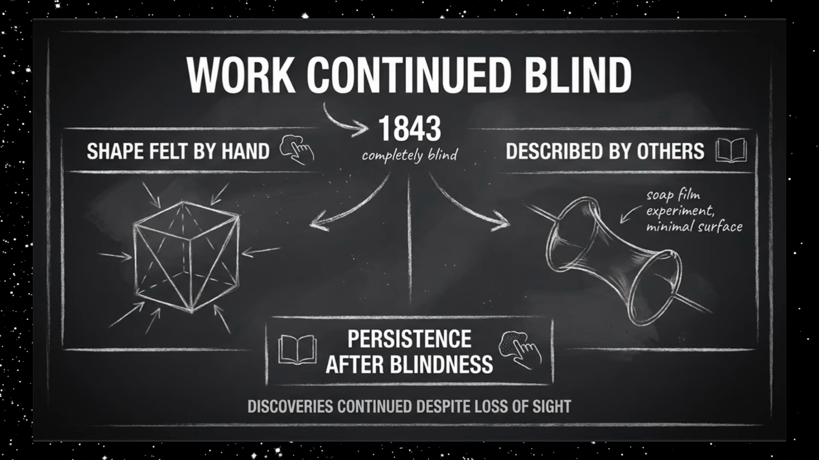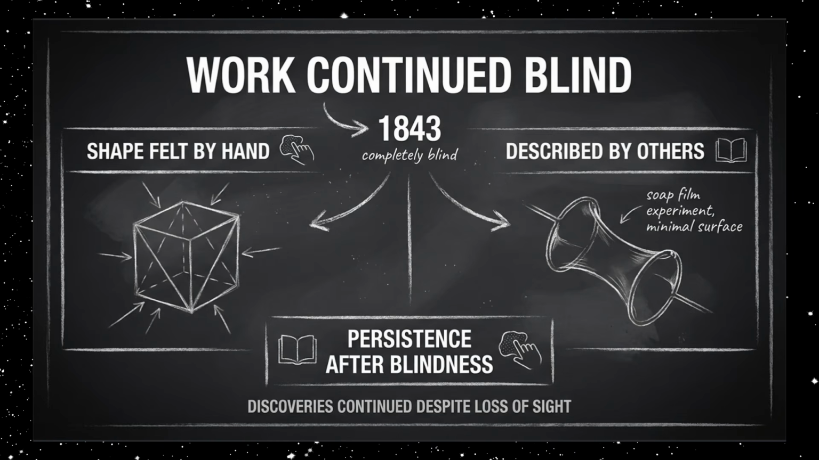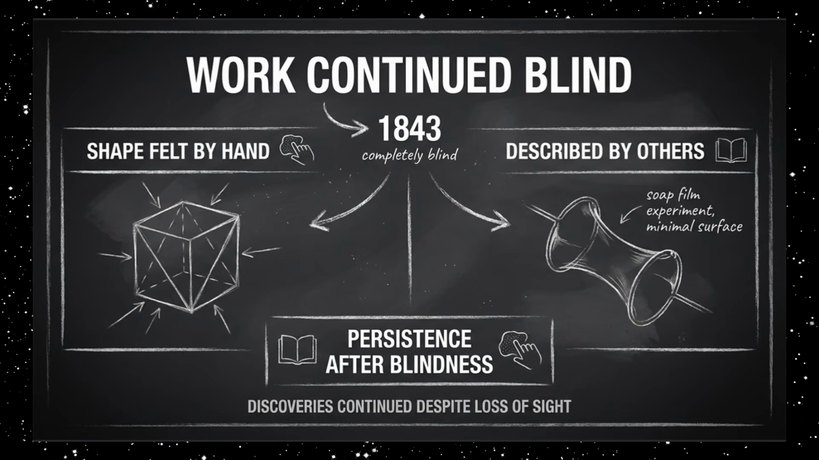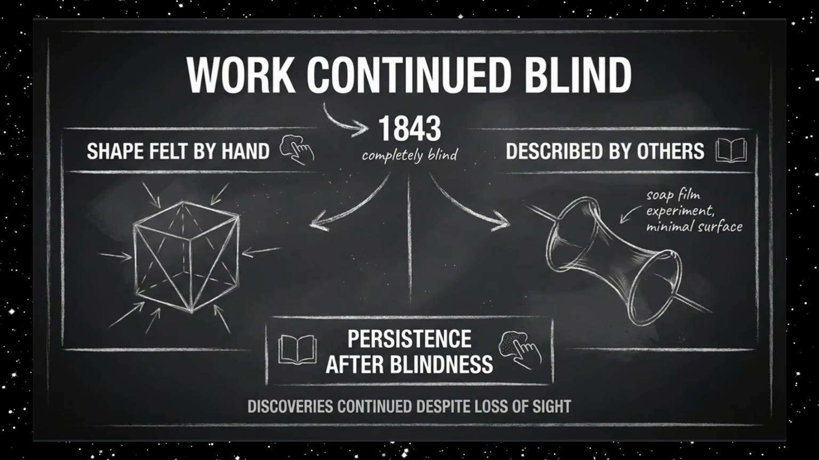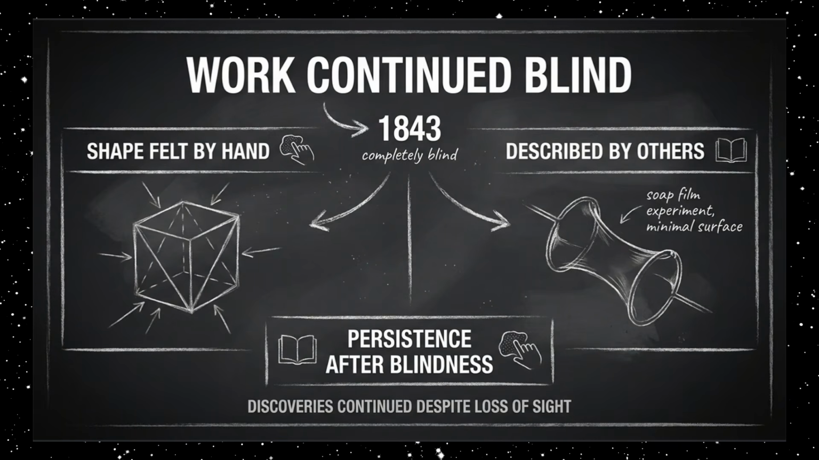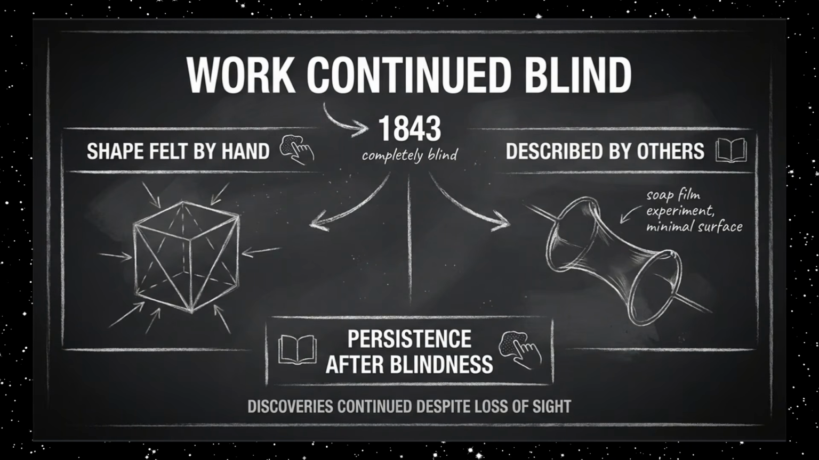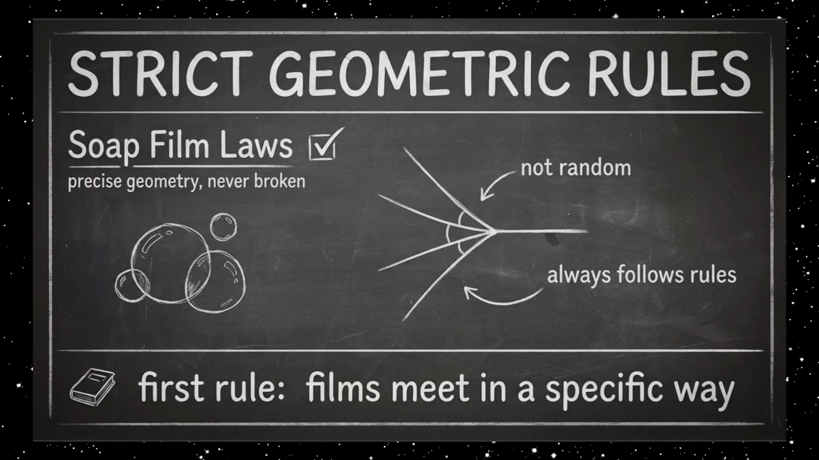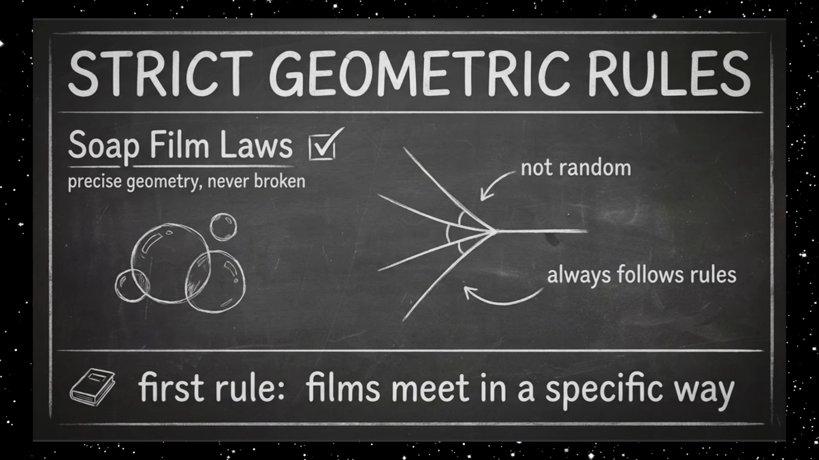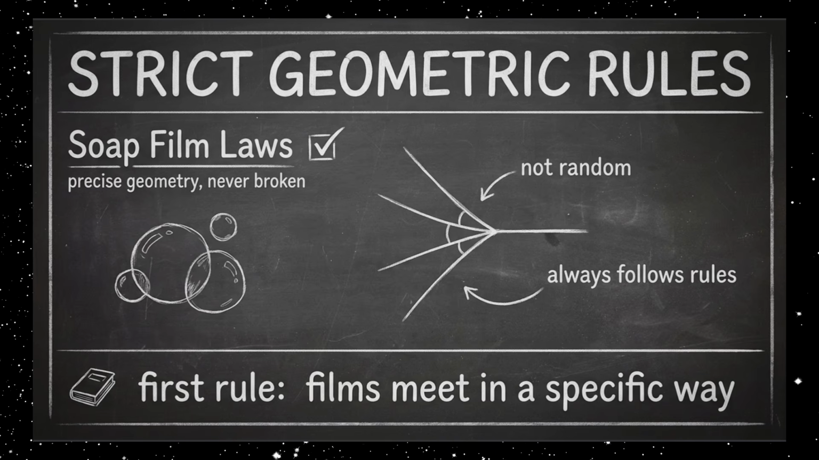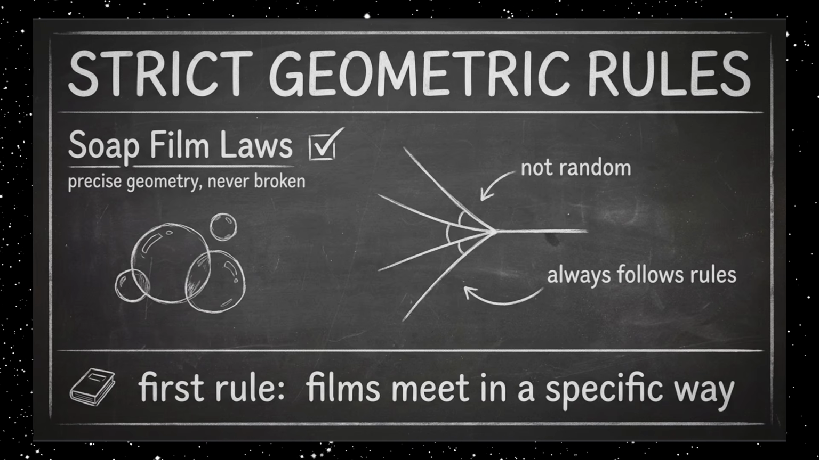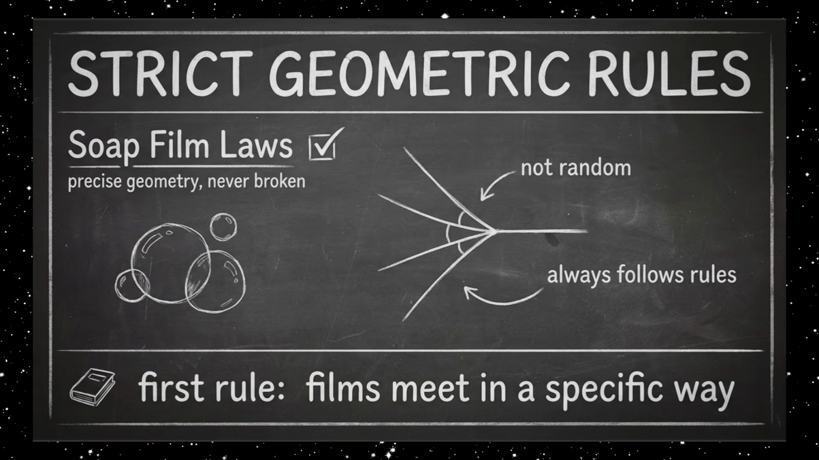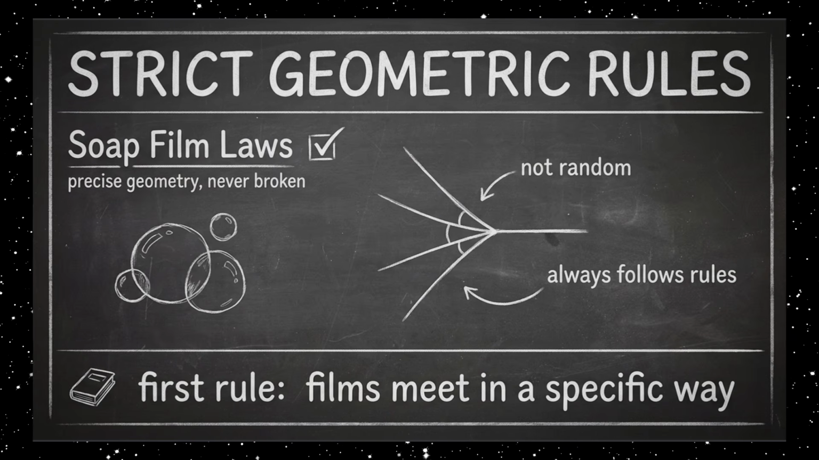By 1843, he was completely blind. But he kept working. He kept experimenting. He had his family and his colleagues describe to him what the soap films were doing, and he ran his fingers along wire frames to understand the shapes. And what he discovered was extraordinary. He found that soap films don't just make pretty shapes. They follow rules, strict, precise geometric rules that never get broken. Not sometimes, not usually, always. Here's the first one.